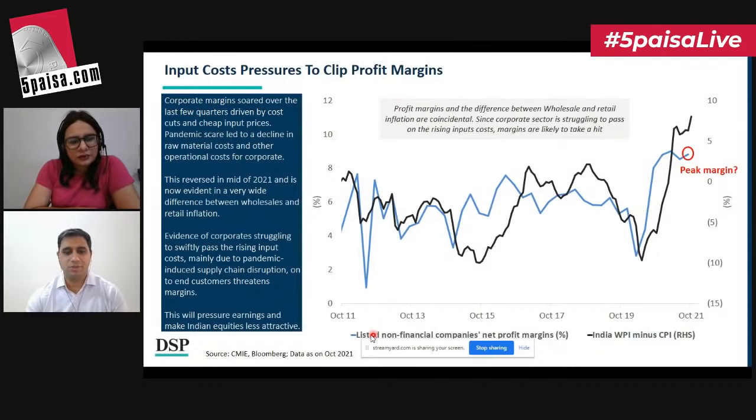This is a chart which shows listed non-financial companies' net profit margin. You know, profit margins of listed companies. You see, it has gone up sharply, a sharp acceleration, right? And when you look at this black line, it shows you India wholesale inflation minus the retail inflation, right? So wholesale inflation tells you how much inflation companies are facing, and retail inflation tells you how much inflation consumers or retail people are facing, right? So when this line goes up, that means companies are facing very high inflation. And if their margins have already increased and now they are facing high inflation, two things are possible.